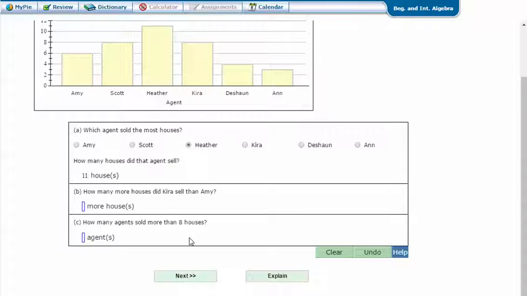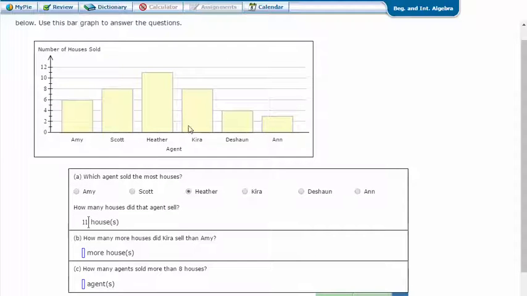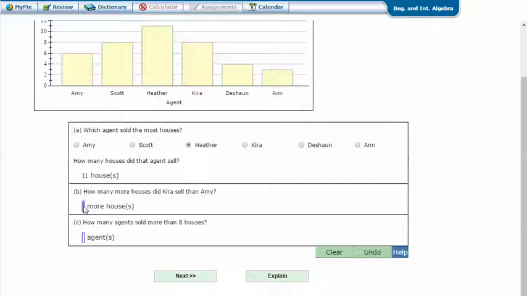How many more houses did Kira sell than Amy? That's a subtraction problem. So Kira minus Amy. Kira is at 8 and Amy's at 6. 8 minus 6 is 2.